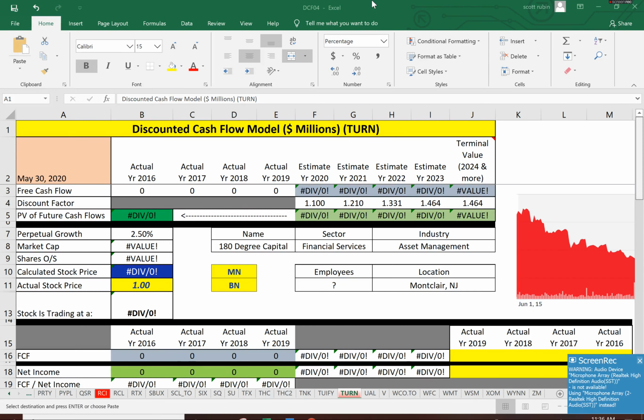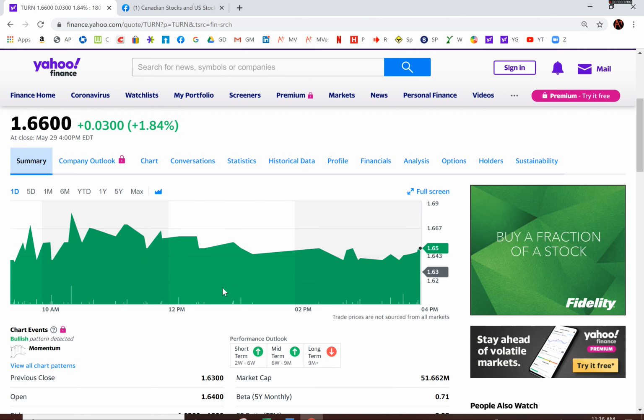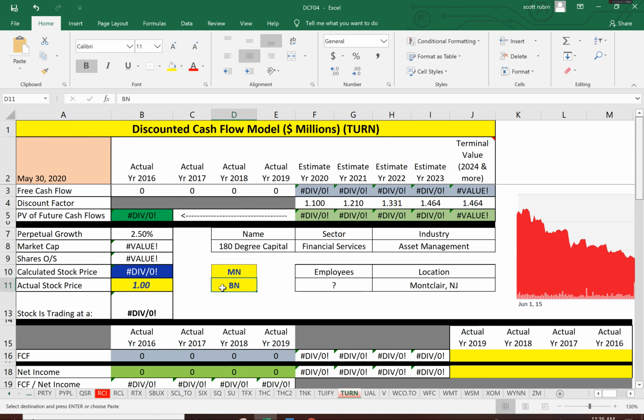We're going to calculate the stock price for 180 Degree Capital. The first step is we need the market cap, which is 51.66 million. Pretty small company. And the stock price, $1.66. To figure out the shares outstanding, you just take the market cap divided by the stock price, and they have 31 million shares outstanding.